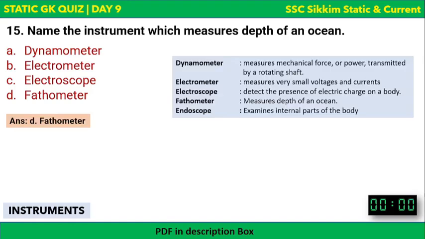Okay, fathometer. Dynamometer, it measures mechanical force or power transmitted by a rotating shaft. Electrometer, it measures very small voltages and current. And electroscope, it detects the presence of electric charges on a body. Okay, remember these two terms, electrometer and electroscope. They are different. And fathometer, which is the answer to this question, it measures the depth of an ocean. And endoscope, endoscopy, you go to hospitals, you go to clinics and do your endoscopy. It is the process, or it is an instrument which examines the internal parts of the body. Okay, so with this we complete instruments.